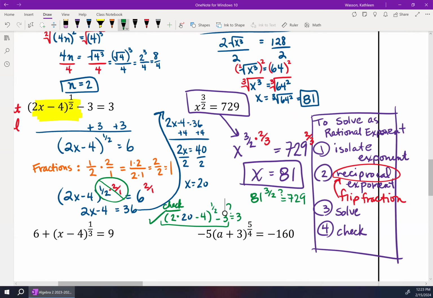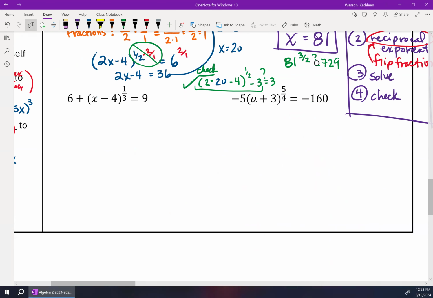So these last two examples and on your practice problems that you have to work, you can do them as a radical, you can do them as an exponent. I'll do one as a radical and one as an exponent. You can choose how you like to do them. Okay.